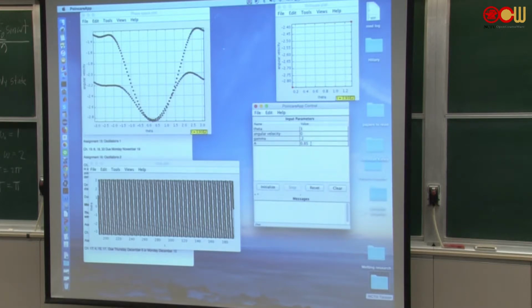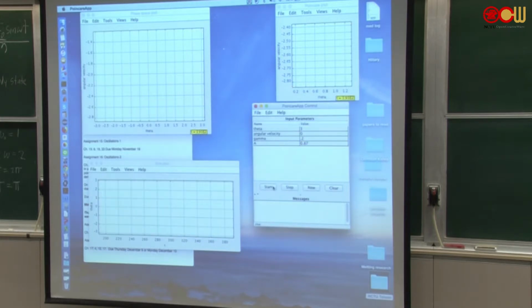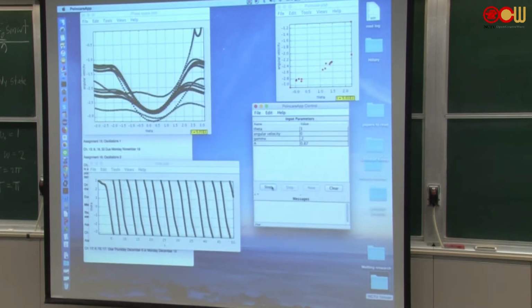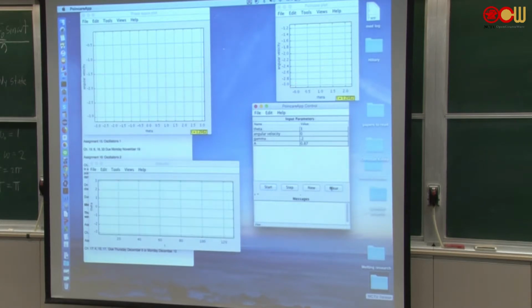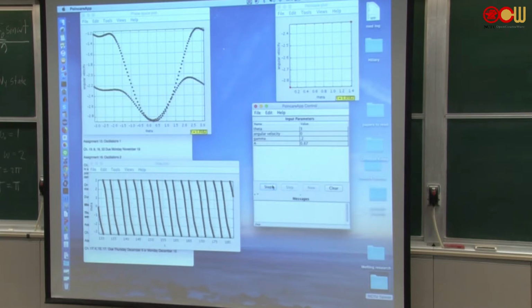What do you want to try? You want to try 1? Let's go a little slower. Initialize. Start. So that's 0.87. All right. I have to wait for the transient behavior to go away. It's still 2 at 0.87.